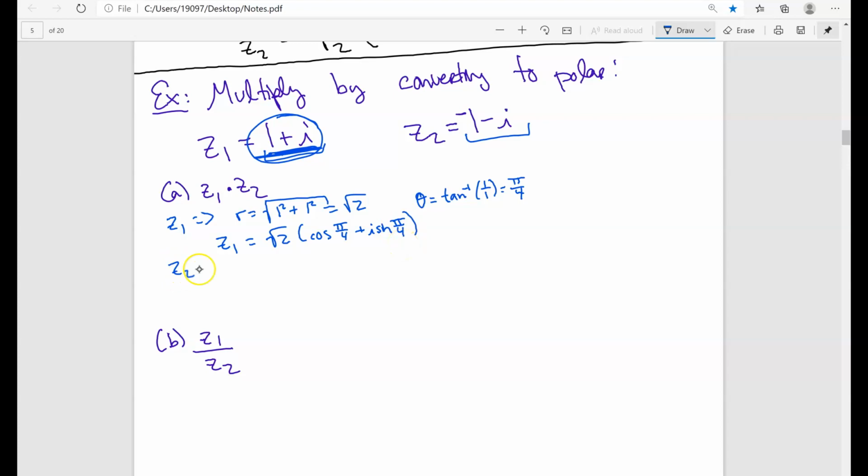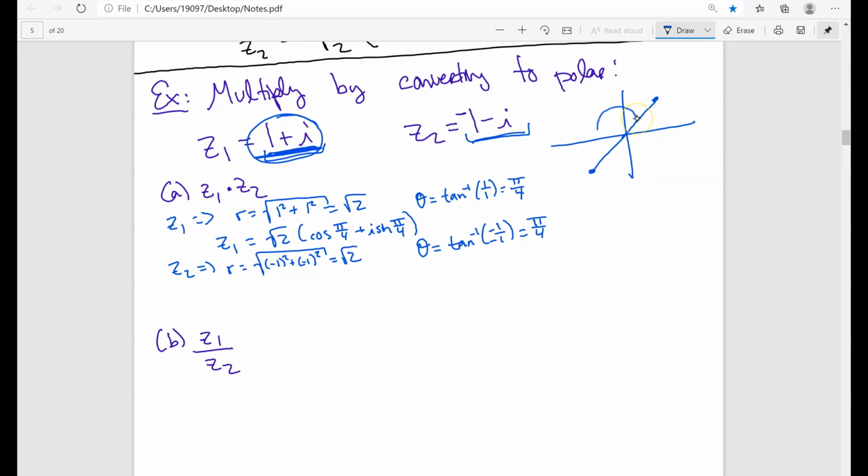And then same thing with z2, you're going to convert it. So r is still equal to the same thing. This is equal to square root of 2. Here, theta is going to be the same exact thing. But notice it's not going to be pi over 4 because you can see that this guy, again, is in quadrant 3. And the angle that I got was in this quadrant, so we've got to add pi. And we said that that was going to give me 5 pi over 4. So then z2 is equal to the square root of 2 cosine 5 pi over 4 plus i sine of 5 pi over 4.